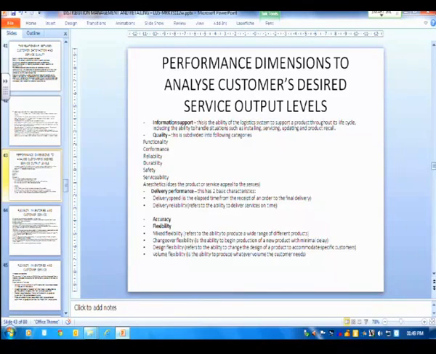functionality, conformance, reliability, durability, safety, serviceability. Aesthetics. Does the product or service appeal to the senses? Delivery performance. This has two basic characteristics. One, delivery speed is the elapsed time from the receipt of order to the final delivery. Delivery reliability refers to the ability to deliver services on time.